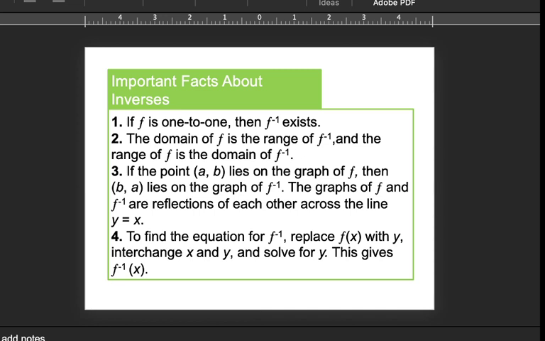And number 3 is also important. They're all important. Number 3 goes along with what we were just saying. If point (a, b) lies on the graph of f, then the inverse point, (b, a), lies on the graph of f inverse. The graphs of f and f inverse are reflections of each other across the line y equals x. And number 4 basically goes into what we were just talking about. If you want to find f inverse, just change x and y and solve for a new y.